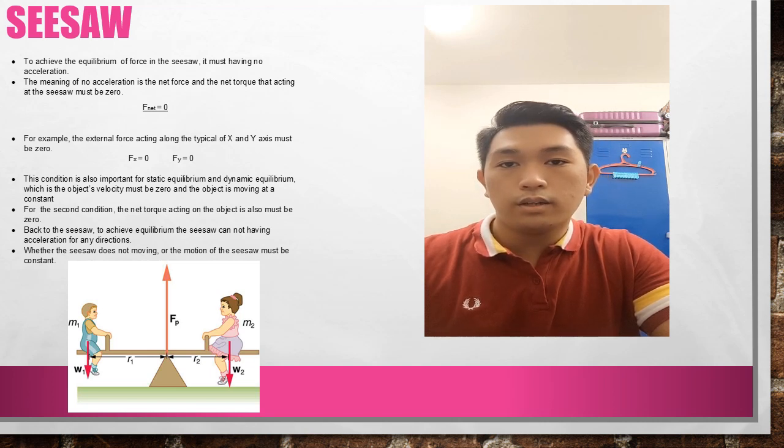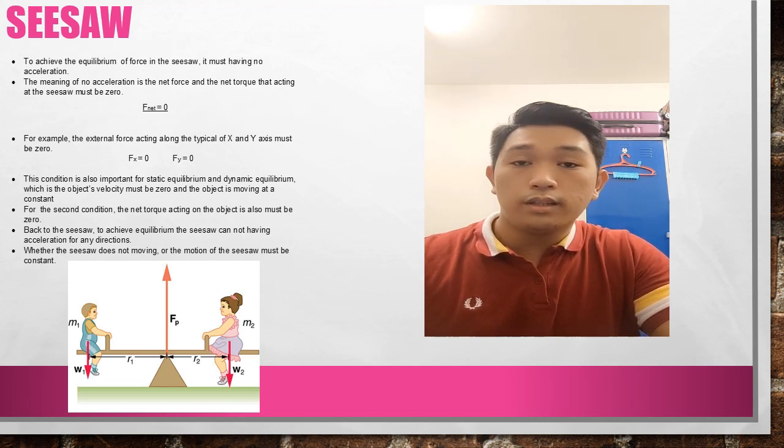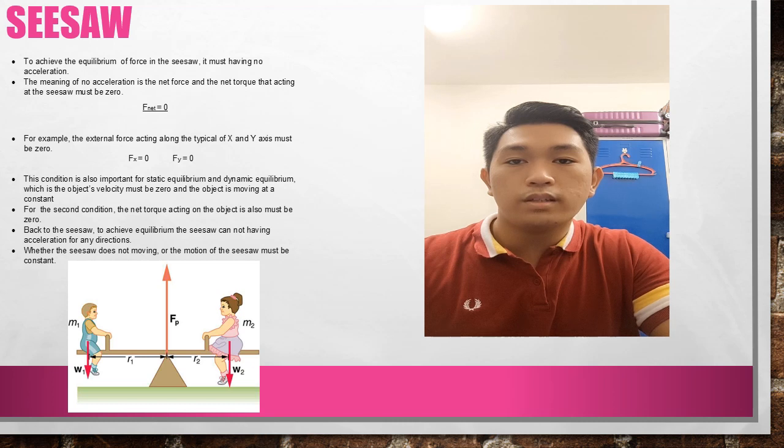Then, the second condition necessary to achieve the equilibrium of force involves avoiding accelerated rotation, which is maintaining a constant angular velocity, so that the rotating body or system can be in equilibrium if its rate of rotation is constant and remains unchanged by the forces acting on it.